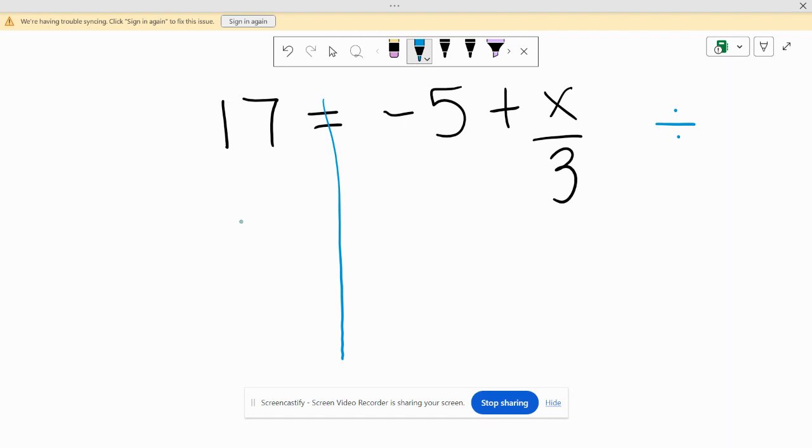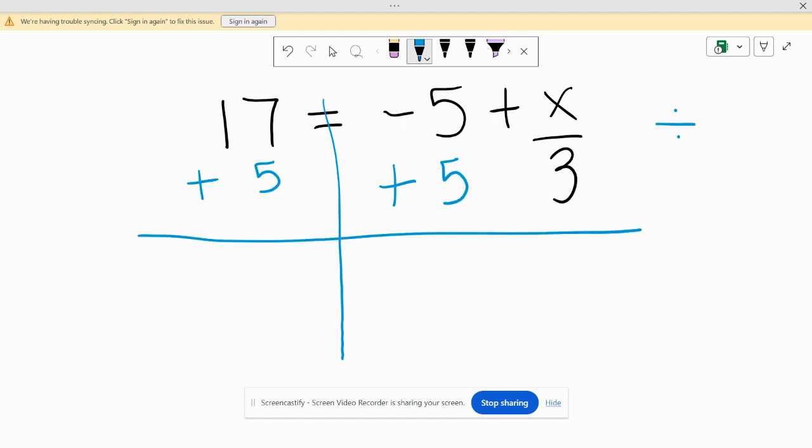So I'm going to start here with my -5. I need to think about the opposite of -5. The opposite of -5 is +5. So I'm going to add 5 to each side. When I do that over here, I get 22 equals x divided by 3. Now we have to think about what is the opposite of dividing by 3.